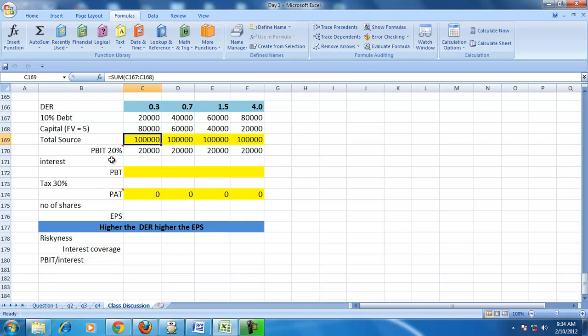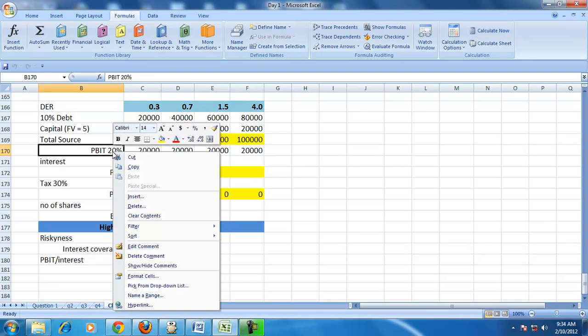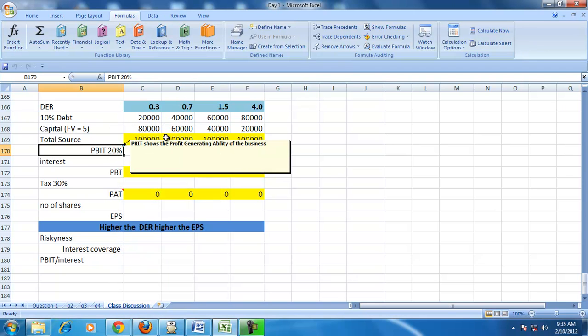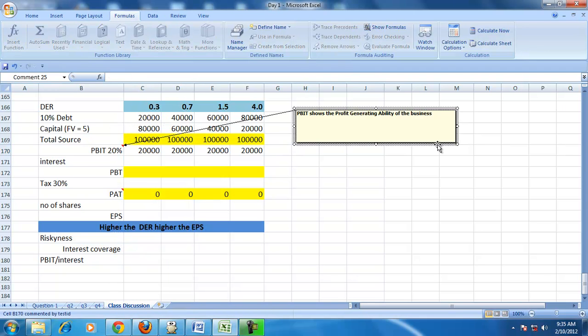The composition of the sources of finance has been changed from 0.3 as a debt equity ratio to 4 as a debt equity ratio. You can see that the profit before interest and tax, which shows the profit generating ability, is independent of the DER. In other words, the debt equity ratio will not affect the profit generating ability of the business. The amount of capital or the amount of debt may affect it, but not the composition of debt and equity.